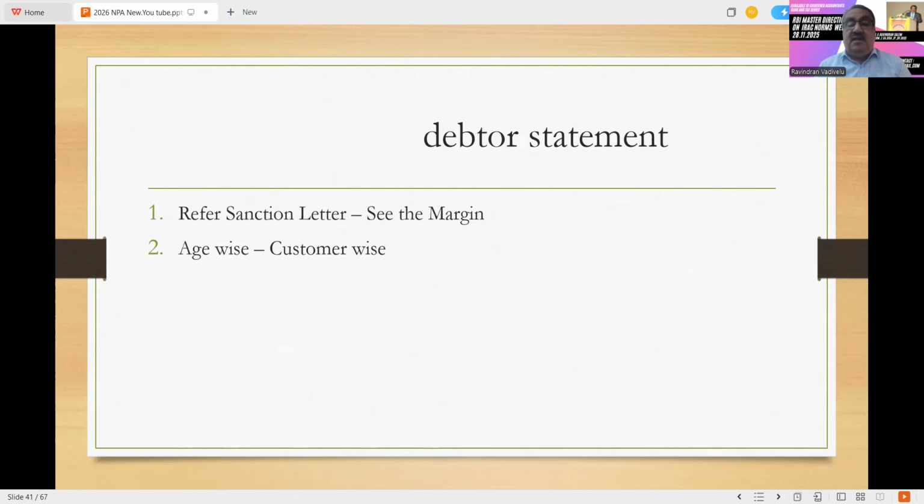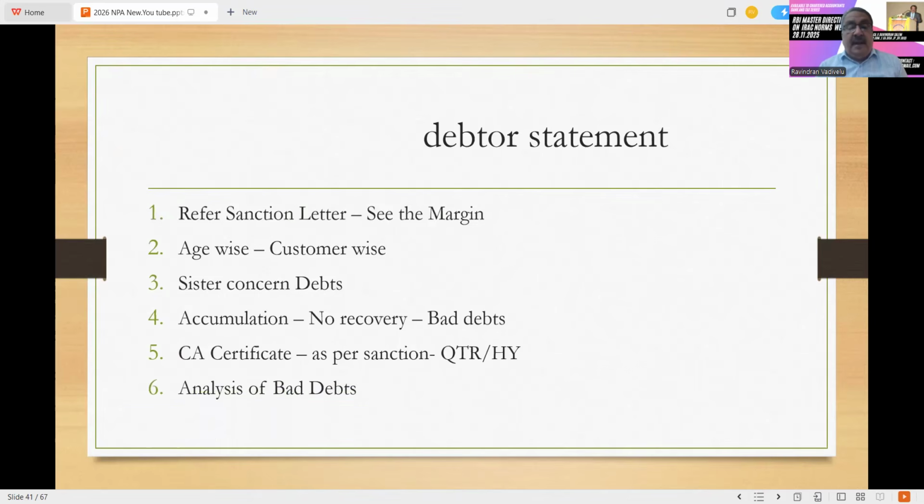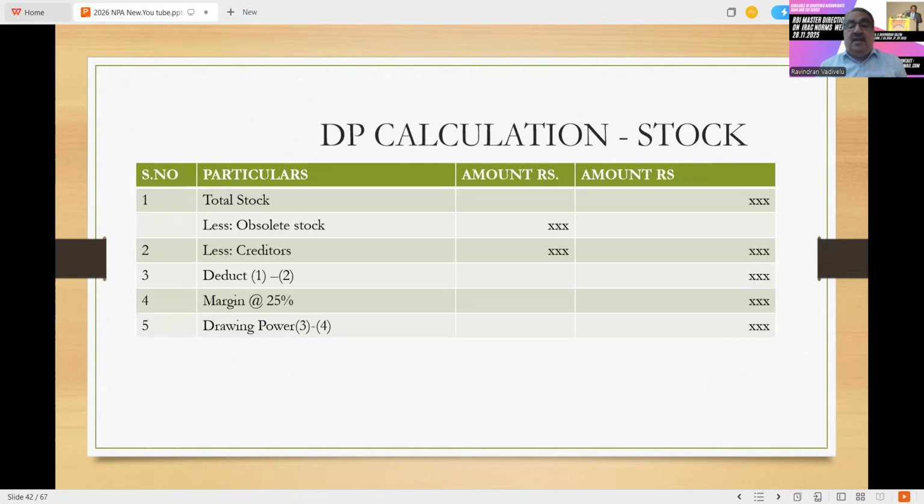Then with reference to debtors, you have to see the margin. Then age wise and customer wise, you have to get the list. Based on that, you have to do it. And sister concern debt should be excluded from the debtors statement. And you see that if there is any bad debts included in the debtors statement, that should also be excluded. And the CA certificate has to be obtained once in a quarter or half yearly. So this is also clearly mentioned in the sanction letter. And you have to analyze the bad debts. And here, for easy understanding, I have given in an Excel format.